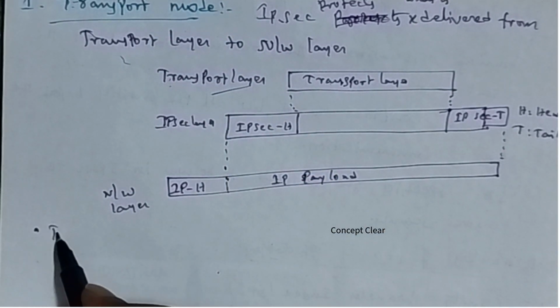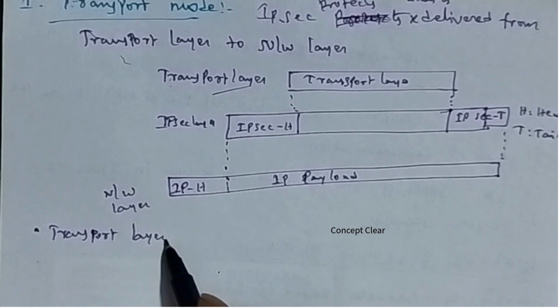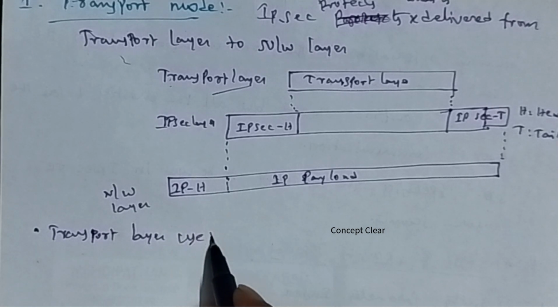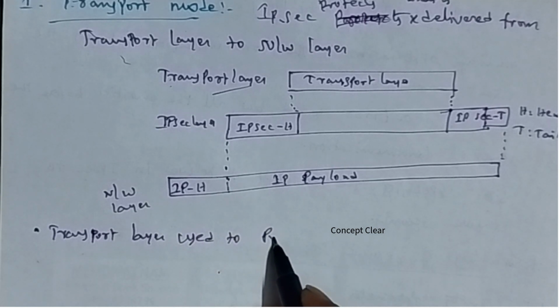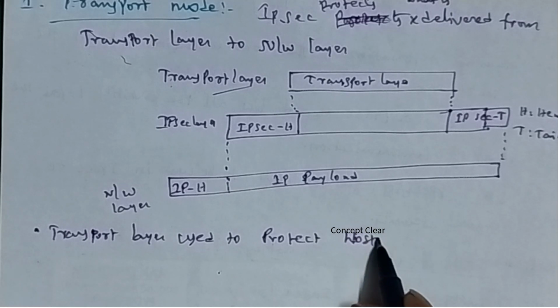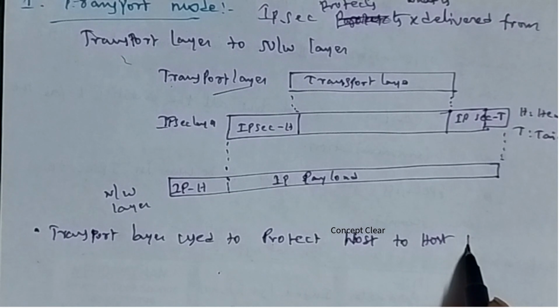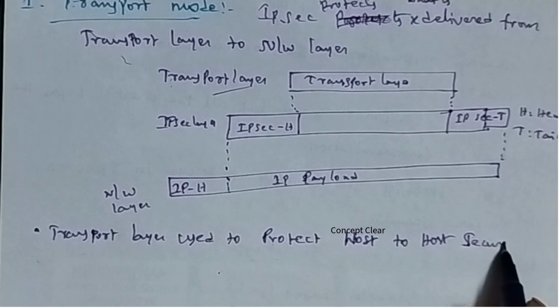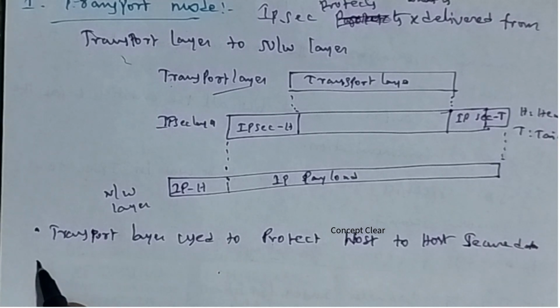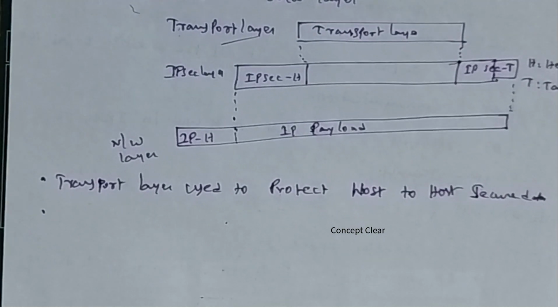And transport layer is used to protect host to host secure data. Okay, the sending host will use IP security to authenticate or encrypt the payload delivered from the transport layer.